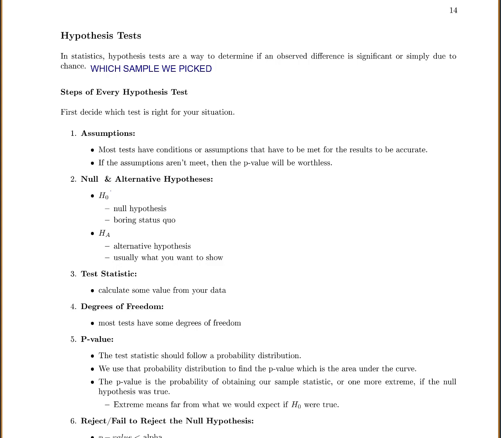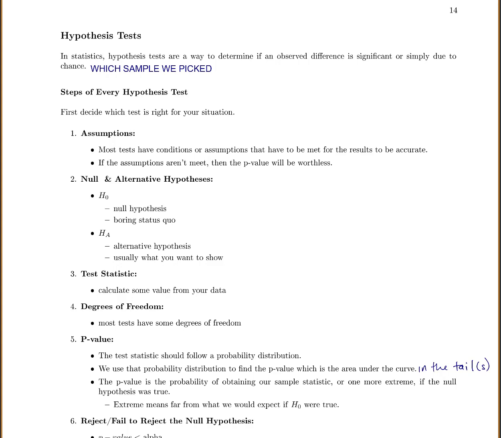Your test statistic, you'll calculate some value from your data, and then most tests will have some kind of degrees of freedom depending on which test it is. Then for the p-value, we assume that our test statistic follows some probability distribution. Now this is where those assumptions up above come in, because if your assumptions aren't met, then the probability distribution isn't going to line up with what you think it should be. So we use the probability distribution to find the p-value, which is going to be the area under the curve in the tails.